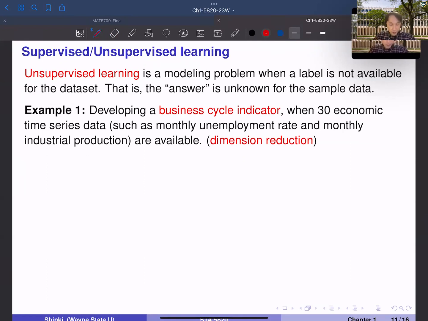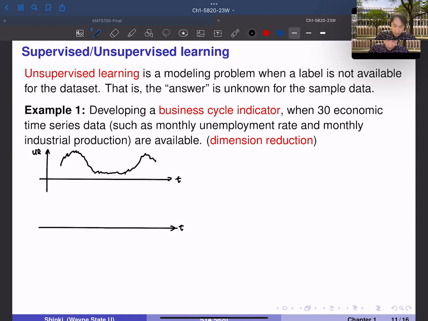So one example of unsupervised learning is this: developing a business cycle indicator when 30 economic time series, such as monthly unemployment rate and monthly industrial production, are available. That is a dimension reduction problem. The situation is like this. We have the unemployment rate, which is higher in recession and lower in expansion. This is time, and the y-axis is the unemployment rate. And the second one is monthly industrial production, IP.